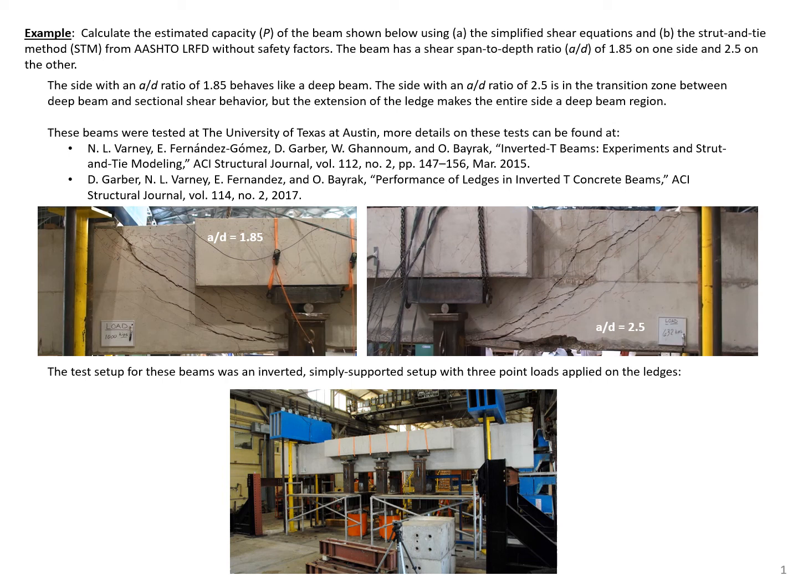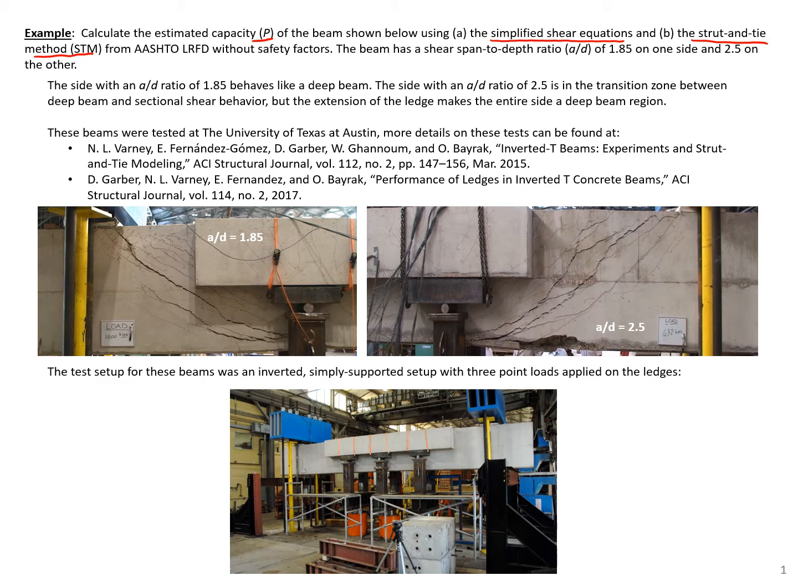In this example problem, we will be calculating the estimated capacity P of the beam shown using both the simplified shear equations and the Strut-and-Tie method from AASHTO. We're not going to use safety factors because in this example we're analyzing the system and we want to see how close the Strut-and-Tie procedure estimates the actual capacity.